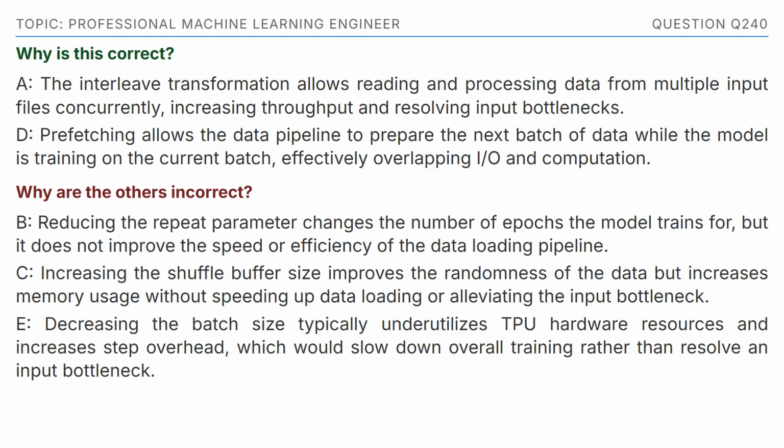Why are the others incorrect? B. Reducing the repeat parameter changes the number of epochs the model trains for, but it does not improve the speed or efficiency of the data loading pipeline. C. Increasing the shuffle buffer size improves the randomness of the data but increases memory usage without speeding up data loading or alleviating the input bottleneck. E. Decreasing the batch size typically underutilizes TPU hardware resources and increases step overhead, which would slow down overall training rather than resolve an input bottleneck.